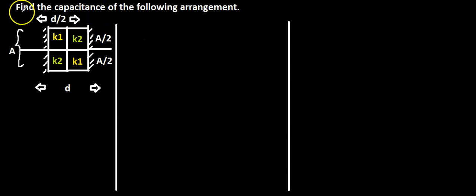So, what do we have today? Find the capacitance of the following arrangement. So, we have a parallel plate capacitor. These are the two plates, and the spacing between the plates is D, and the area of the cross section of the plates is A.